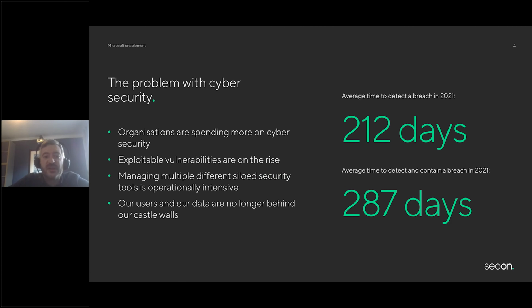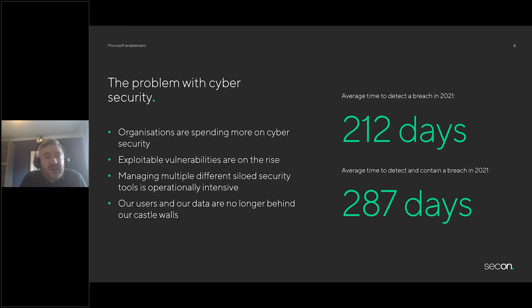So the problem with cybersecurity, my team perform a lot of cyber risk assessments, and these are common themes that we see. I want to draw your attention to the key stats though. Last year, the average time to detect a breach was 212 days, and the average time to detect and contain was 287. Now, these aren't anomalous numbers. They've averaged around these sort of numbers of 200 plus days for the last 5 years consistently, and that's a report that's done by the IBM and Ponemon Institute.